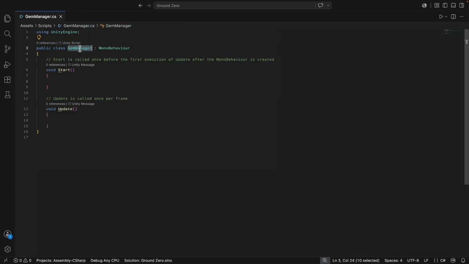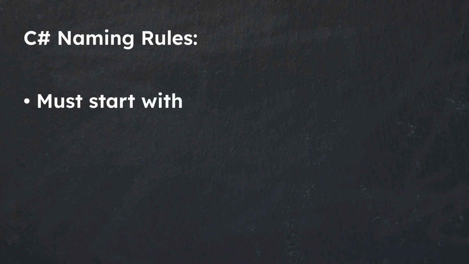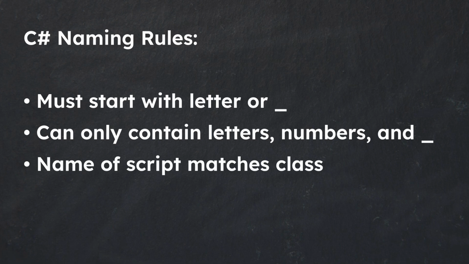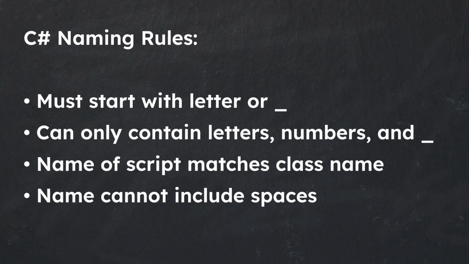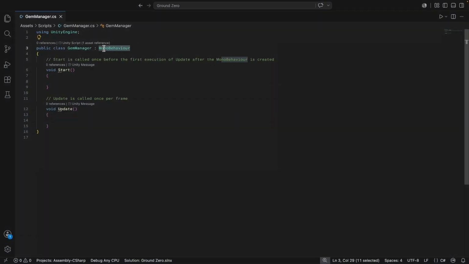Any name for classes, methods, variables, etc. has a certain set of rules you have to follow. It has to start with a letter or underscore. It can only contain letters, numbers, and underscores. The name of a script file should match the name of the class. Names in C# can't include spaces, which is why you don't want spaces in the name of a script file. And names are case sensitive, meaning exposition with a capital P is different from exposition with a lowercase p. Normally, we wouldn't need anything else in the second line.